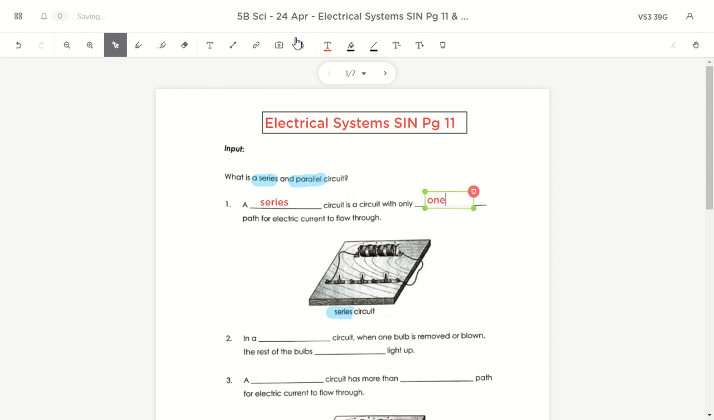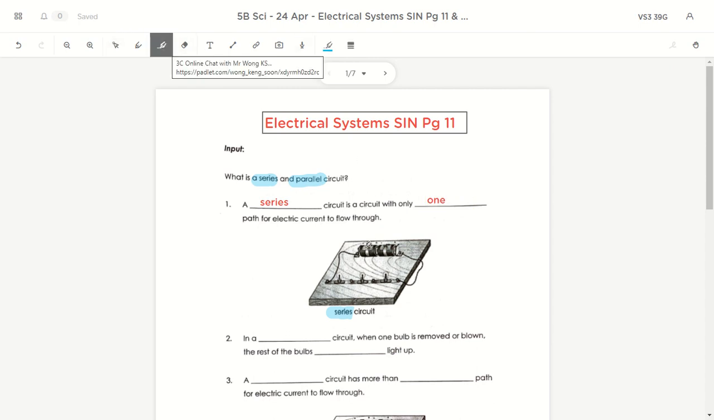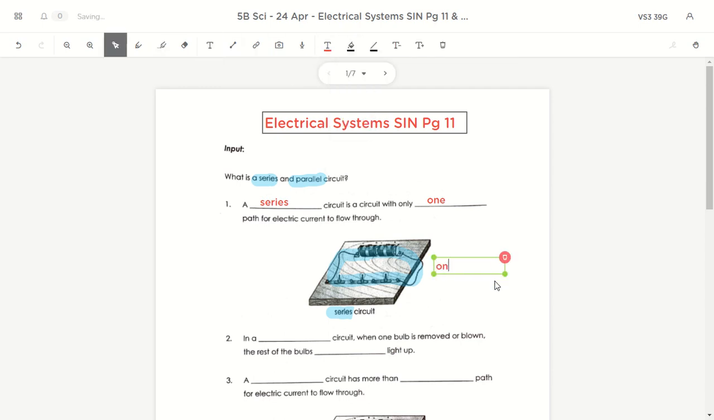Okay, only one. And what do you mean by only one? Okay, if I trace the path where electric current flows, there's only one path. Okay, there's no like another path. Okay, this is what we mean by only one path. So a series circuit only has one path.